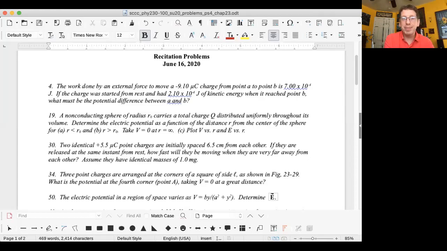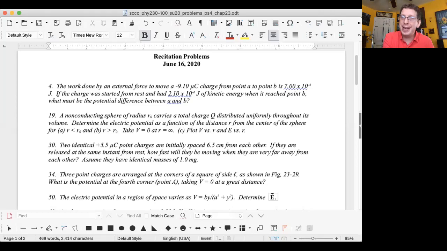Next, we move on to problem number 19. A non-conducting sphere of radius r0 carries a total charge q distributed uniformly throughout its volume. So think about the non-conducting sphere that we did with Gauss's law, how you solve the electric field for that. Determine the electric potential as a function of the distance r from the center of the sphere for r less than r0 and r greater than r0.